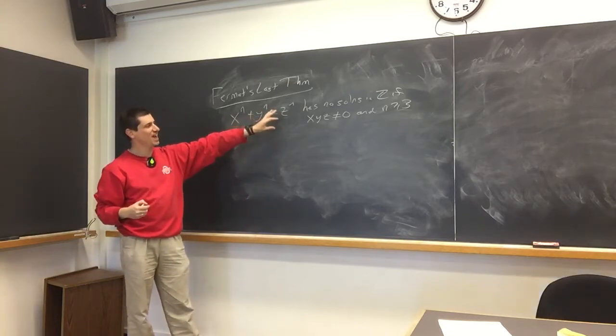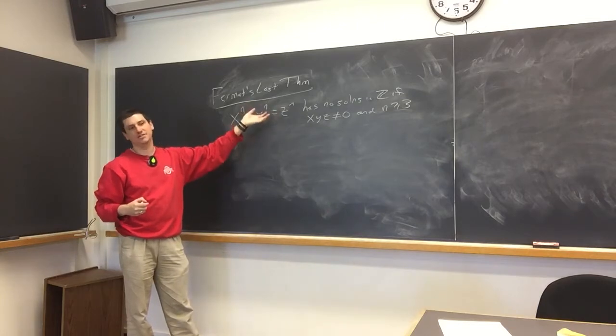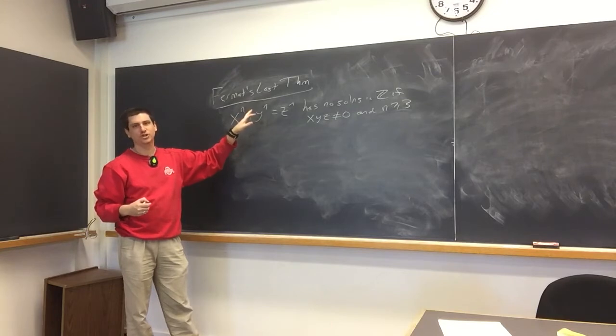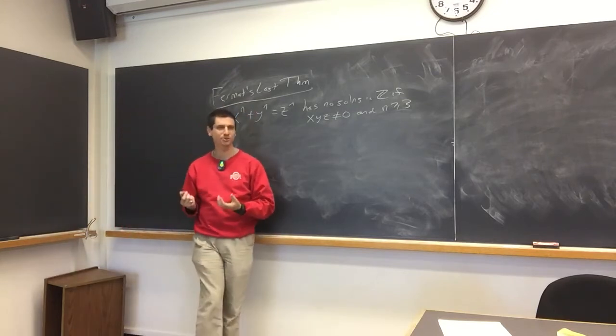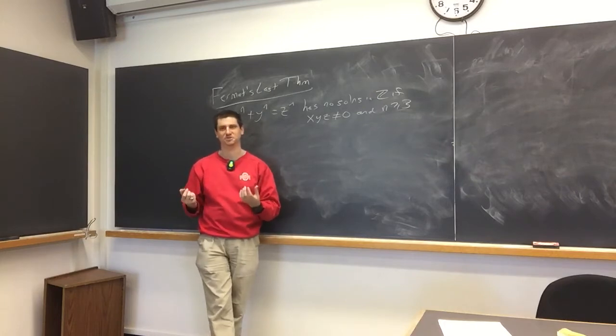So if we put x, y, z non-zero and n equals 2, this is the Pythagorean equation. We did that last time, and we know how to handle that. Fermat claimed he had a proof. It may have been a real simple proof, but the margin didn't have sufficient space.